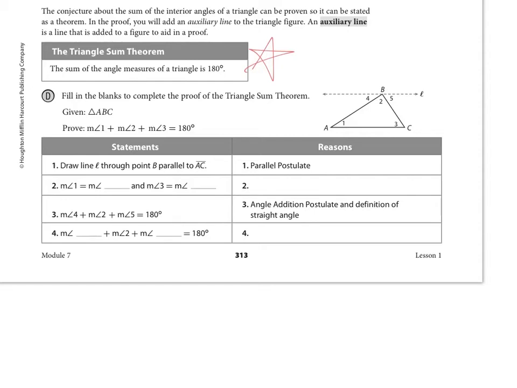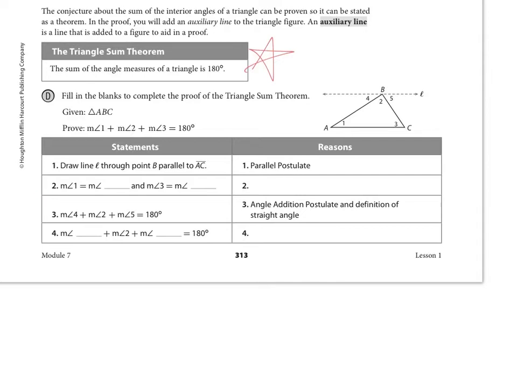Part D, if you take a look at it, we have a proof with a triangle ABC, and we have a new line that's drawn through point B across the top. They call that an auxiliary line. It's basically an extra line that you add to a proof in order to help you do the proof. So we're going to fill in the rest of this. It says first draw a line through point B parallel to AC. That's the parallel postulate. That means that you can draw a line through any point parallel to another one.